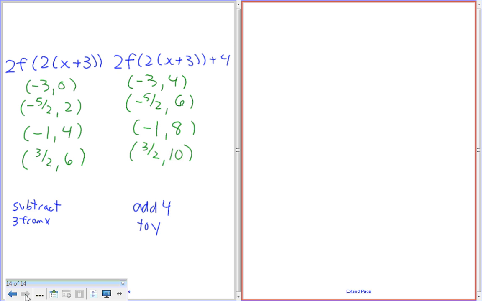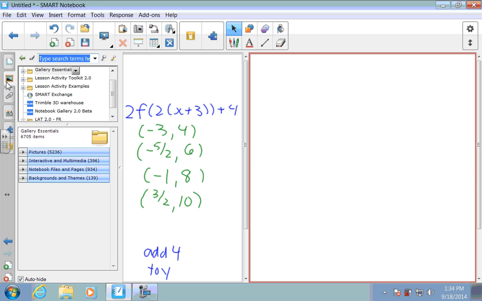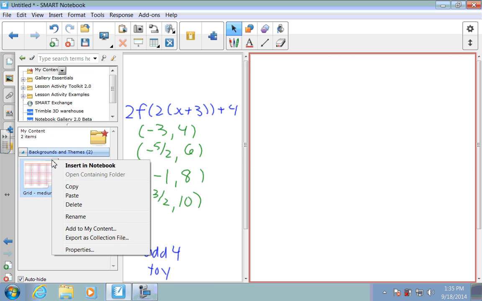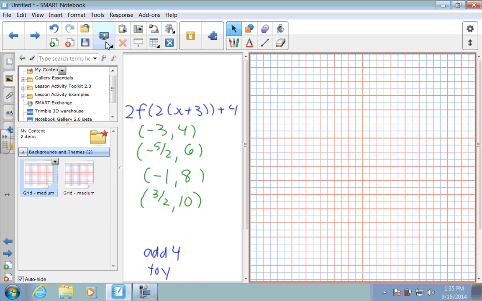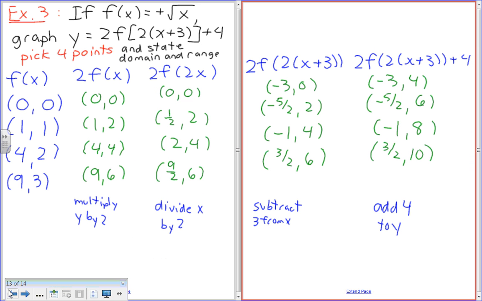Here we go. Let's make a graph here. Now the little twist I put on this, I said domain and range too. There's one thing I didn't actually talk about for our table of values. Why did I start at 0 for my x here? Why did I choose 0, 0 as my first point?